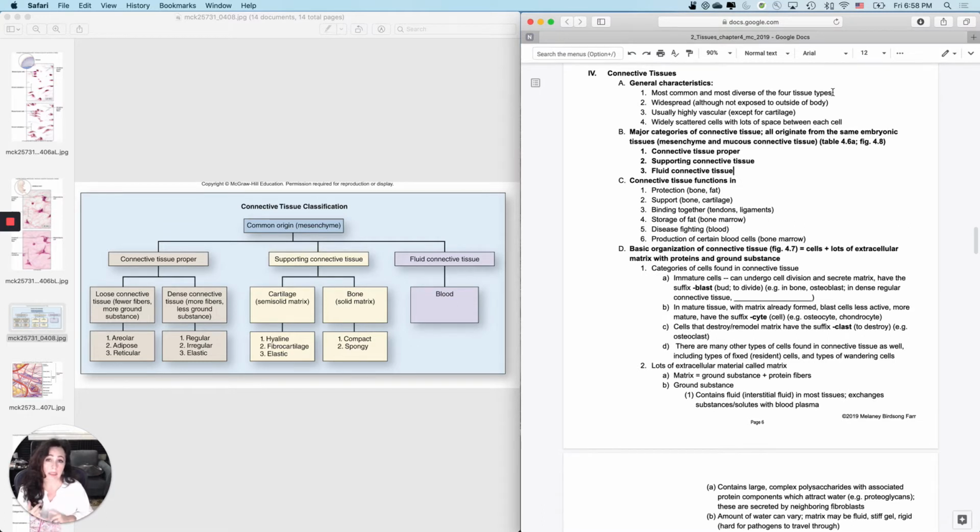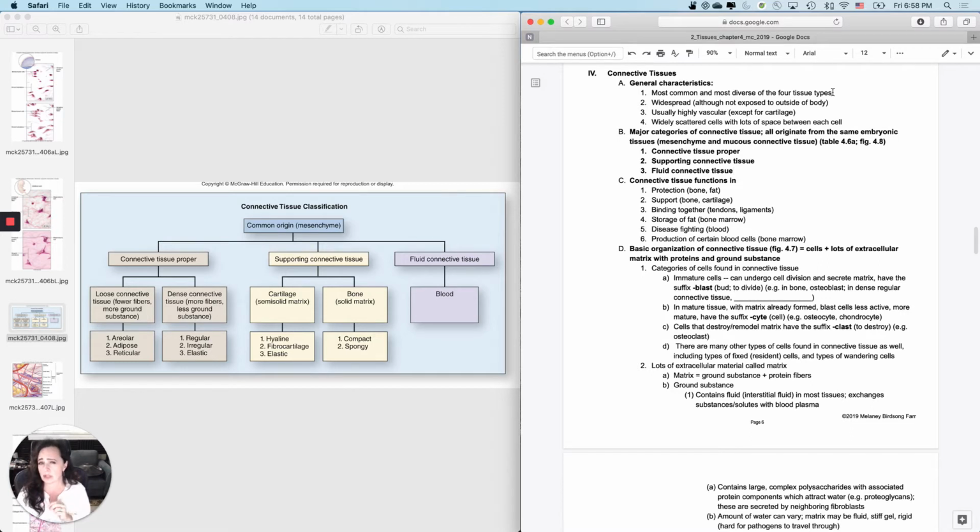It's a really widespread tissue. It's really variable. It's really common. It's all over the body, with the exception of the fact that on a good day, you should not have any connective tissue on the outside of the body. For instance, if your bone is poking out or you got fat poking out, you're having a bad day, okay?